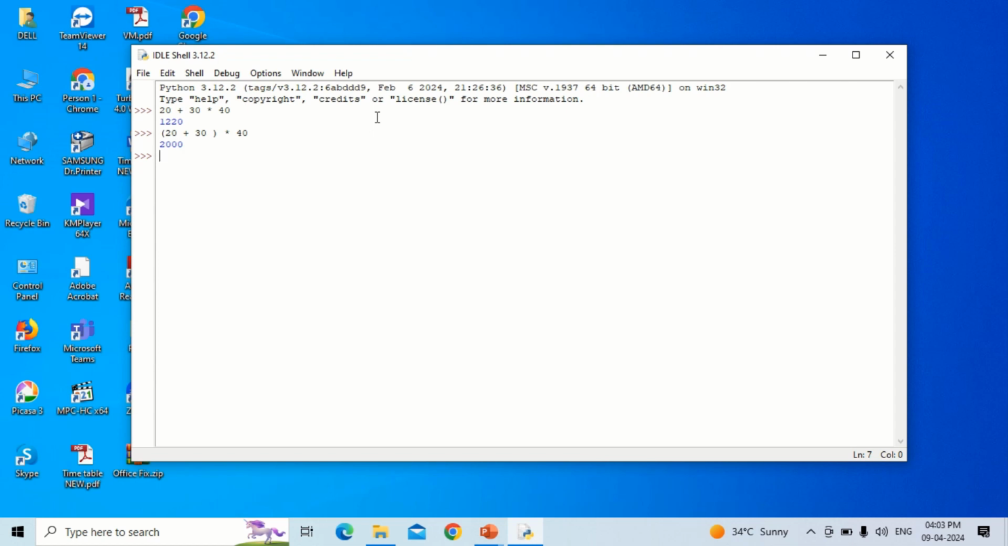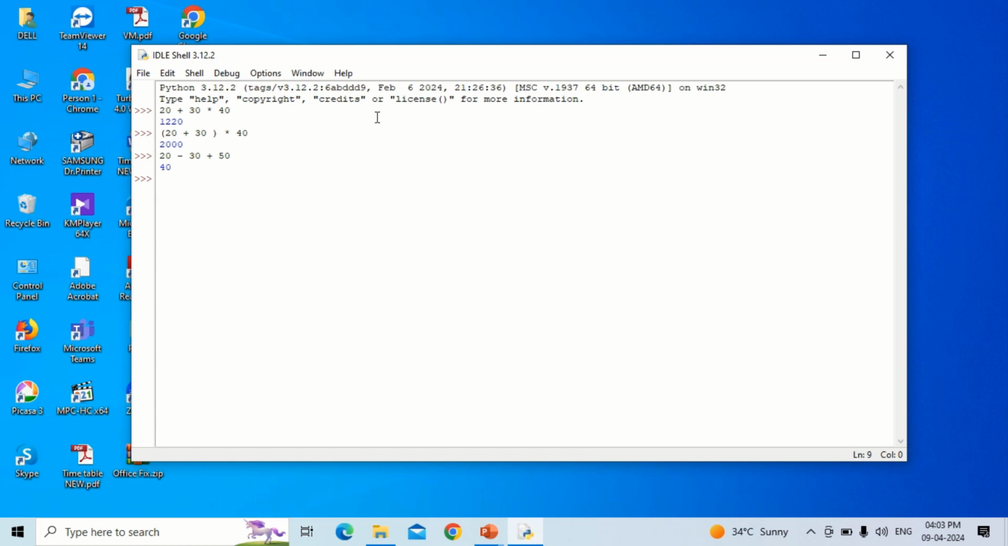Suppose you write 20 minus 30 plus 50, so what will be the answer of this one? There are two operators, minus and plus, and both are of the same precedence. That means it will be evaluated from left to right. That means 20 minus 30, it will be minus 10. Minus 10 plus 50, it will be 40. Therefore the answer will be 40.